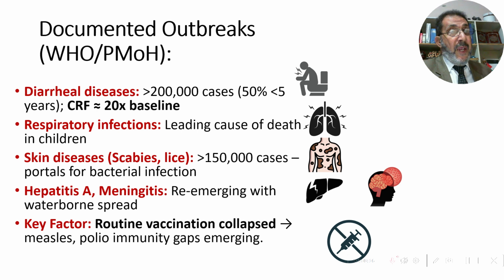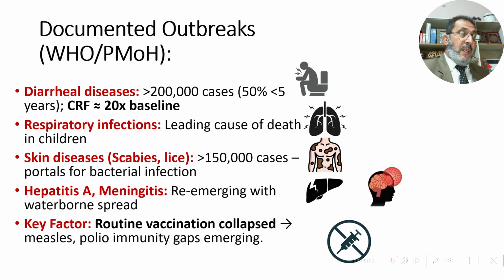Documented outbreaks, diarrheal diseases over 200,000, and when I say these numbers, the estimation is usually lower than the actual value because of underreporting of such cases. More than 200 cases, 2,000 cases, 50% below 5 years. Of course, the case fatality rate is about 20 times the baseline before the war. Respiratory infection, leading cause of death in children, skin disease, scabies, lice, also very common in Gaza Strip, hepatitis A and meningitis, re-emerging with waterborne spread.